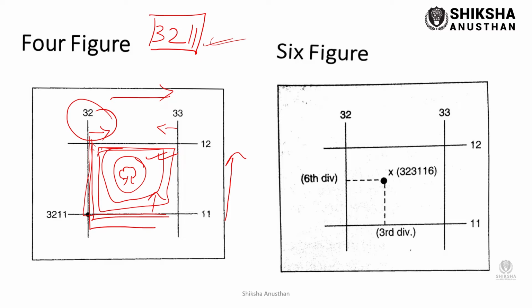Now, to get a more accurate measurement, we need to find a 6-figure. So, how to find a 6-figure? Okay, let us take the same tree over. This dot represents the tree. We see this dot has already crossed the 32 easting line and the 11 northing line. So we know 32 and 11 is sure, because this has crossed as per the 4-figure.